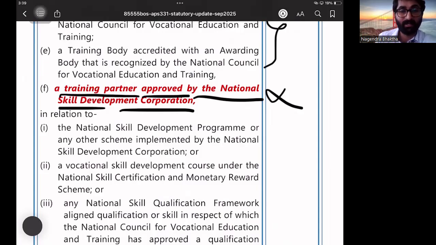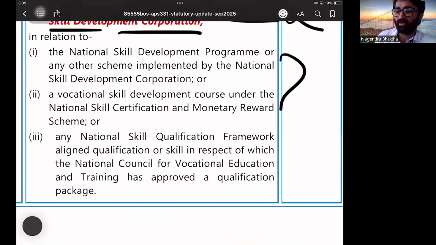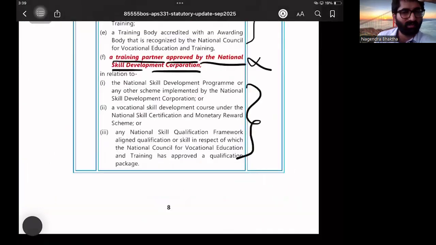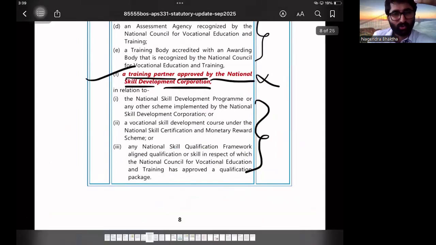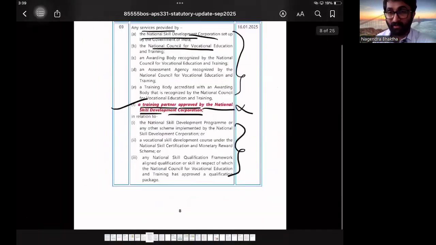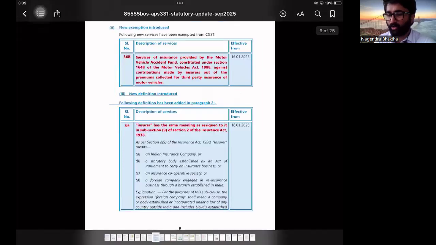Not just National Skill Development Authority or Corporation, not only the services given by them, any partner of these guys, that is also exempt. In relation to all these vocational or skill development program or any national skill qualification framework program, all these are exempt. Only this is the change. So कुछ खास बात नहीं है इसमें, but if you feel like, sir, I have skipped the amendment, don't worry, this is the amendment.